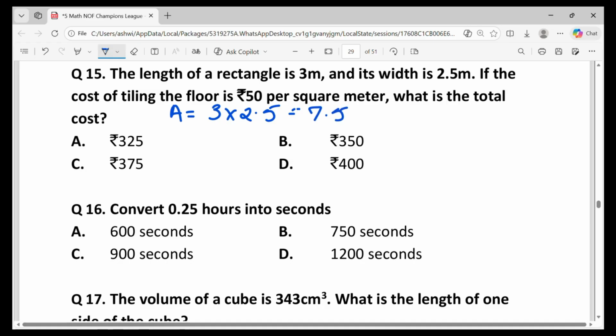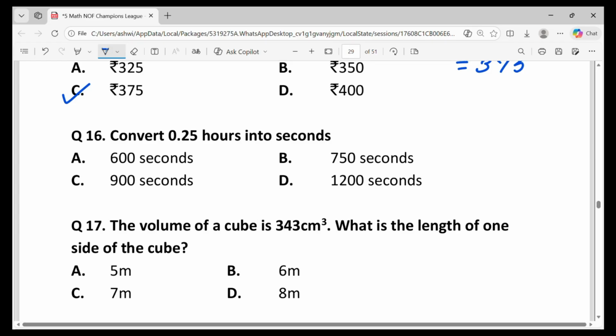The total cost is the area multiplied by the cost per square meter. That is 7.5 into 15. That is equal to 375. That is option C.